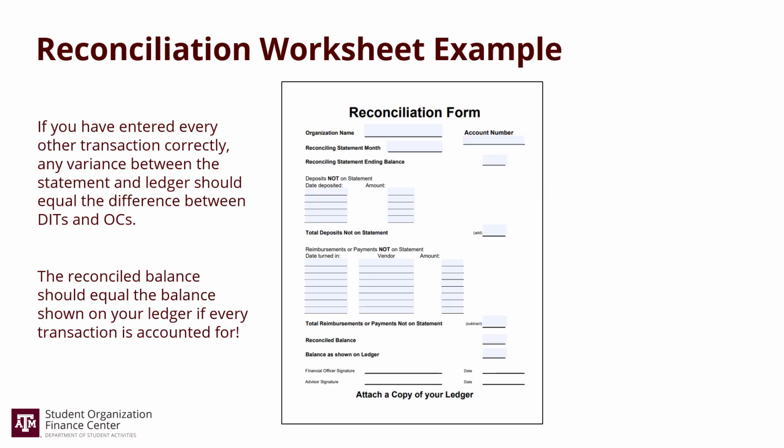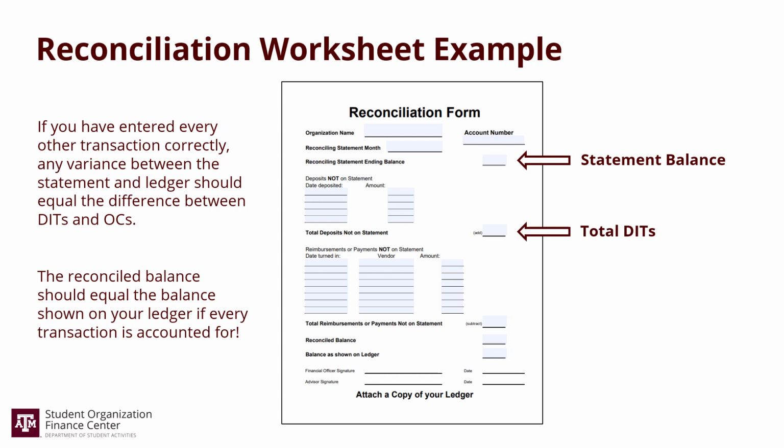At the top of the reconciliation worksheet, fill in your organization name, account number, and month that you are completing the reconciliation for. Then enter the statement ending balance for the month of the reconciliation. This ending balance can be found on Get Involved. After filling out this information, record all DITs from your ledger, organized by the date deposited. Next to the line, Total Deposits Not on Statement, add up all your DITs and add them to your ending balance.